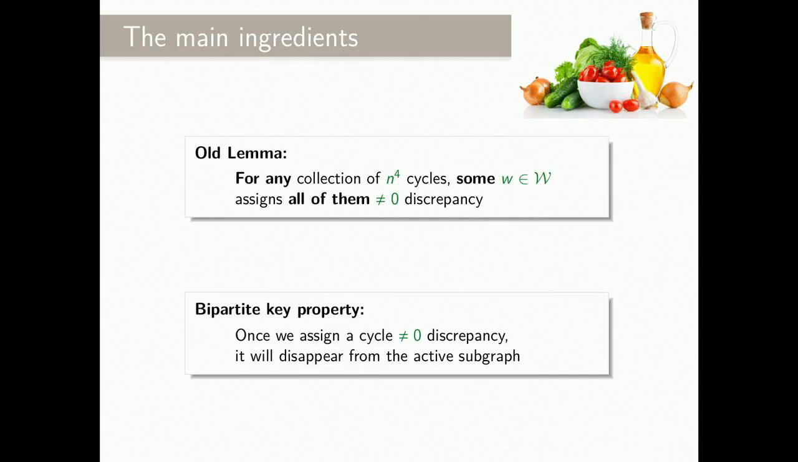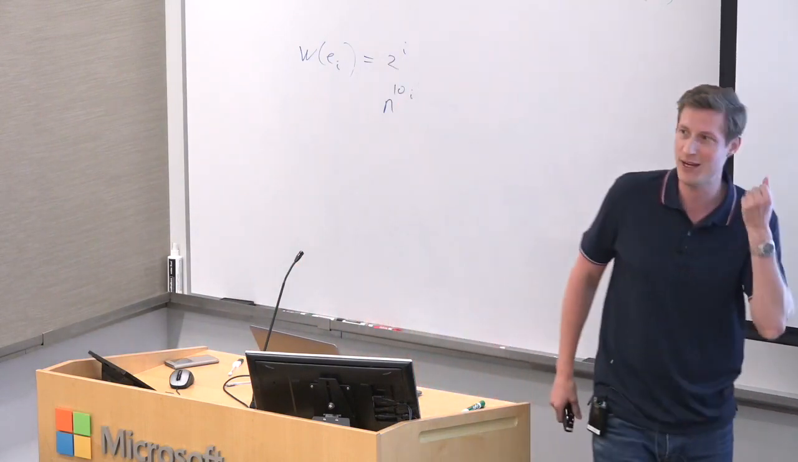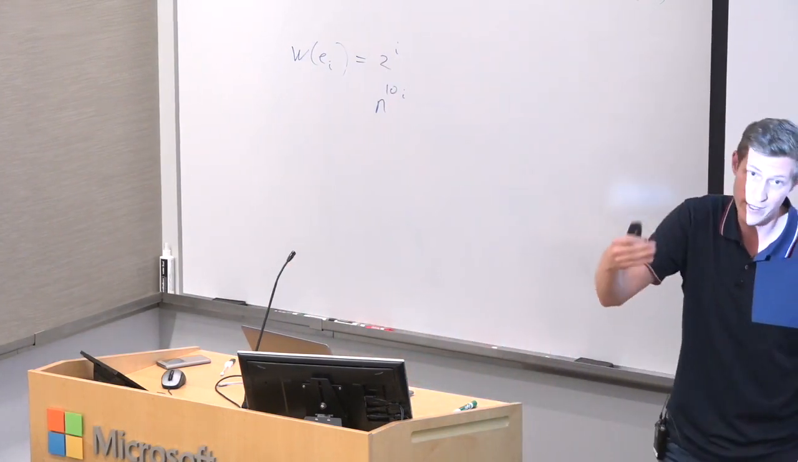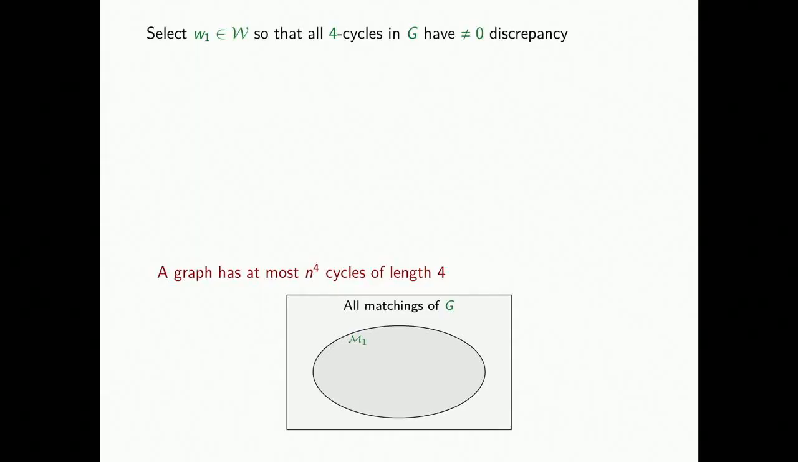Okay, now we're almost done. Now we have all the ingredients. We can remove polynomially many cycles. So combining the earlier lemma with the bipartite property enables us, at each selection of the weight function, to actually remove polynomially many cycles from the graph. Okay, and as I said, let's start by removing all the cycles of length 4.